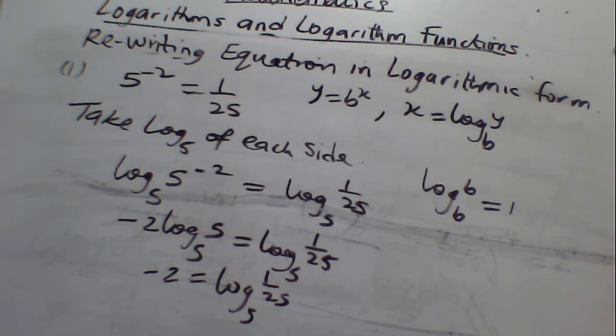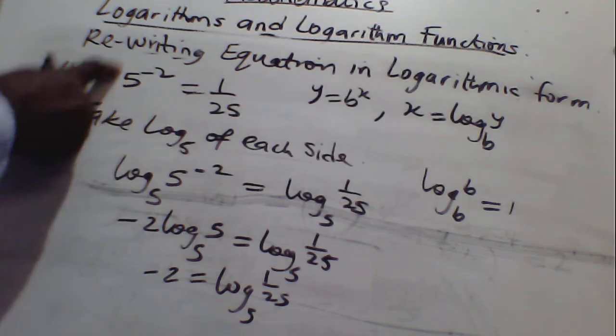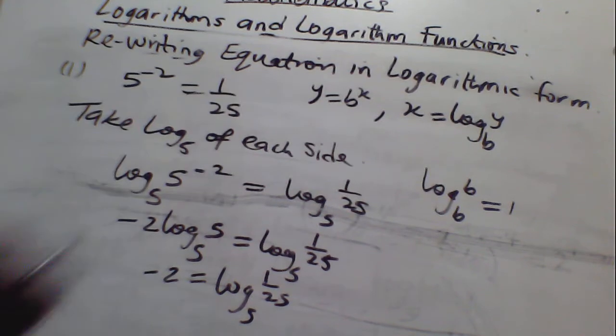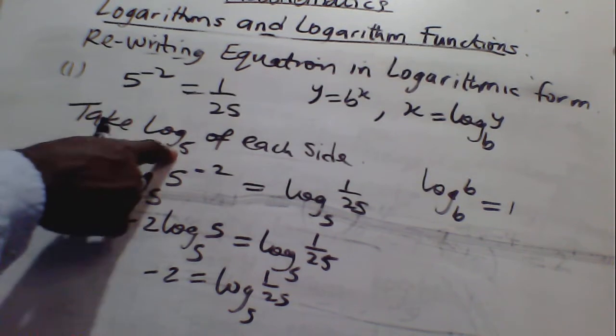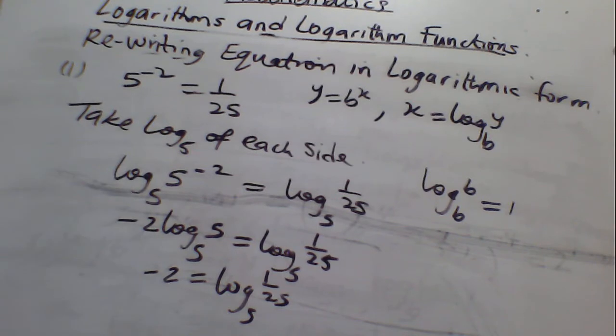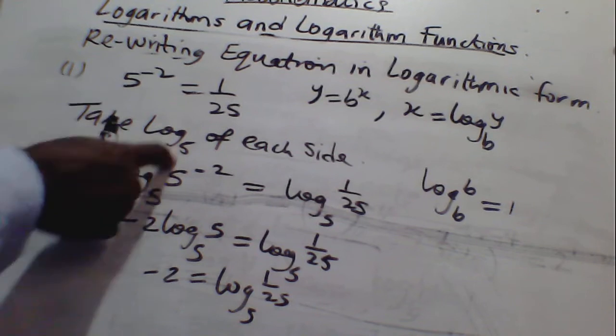Write the equation in logarithmic form, from exponential to logarithm. So this is what you will have. Always take the logarithm of both sides based on the value of b. The value of b will give you the base of the logarithm to be used. If this is 6, here will be 6. If 7, here will be 7.